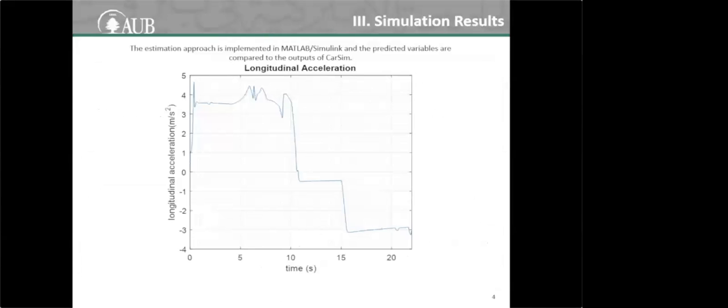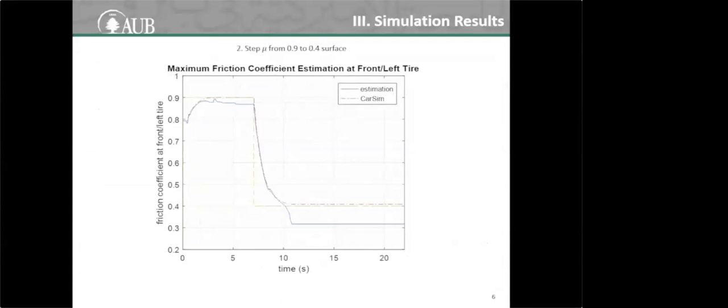Multiple simulations are conducted to evaluate the performance of the estimator in an accelerate-coast-brake maneuver. Here we can see the estimator rapidly reacting to the false initial condition and is able to track the maximum TRF coefficient within an acceptable range. The plot here shows the estimate's ability to go from 0.8 to almost track the high step mu of 0.9, then promptly reacts to the sudden step change and quickly adapts.